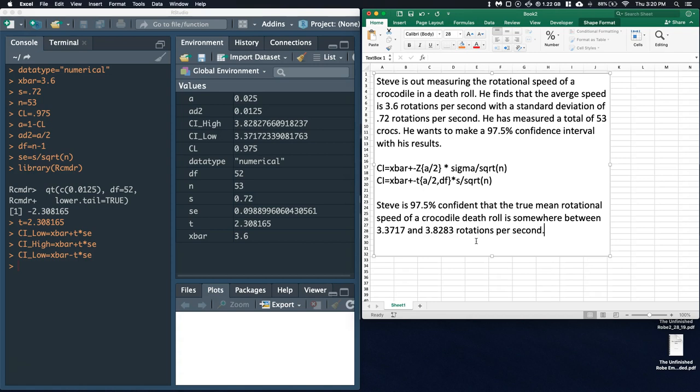We worked our way all the way through this. We determined what type of data we had. We determined if we had a sample standard deviation or population standard deviation. We were able to determine our sample size, confidence level, alpha, alpha divided by 2, our degrees of freedom, our standard error, our t value, and then we're able to calculate out our confidence interval, high and low. So that's about it for that.